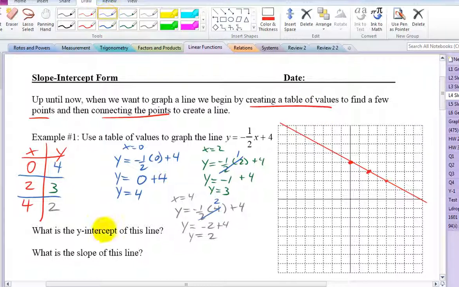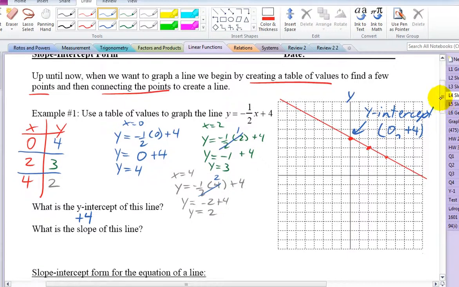Now it asks, what's the y-intercept? So this is your y-axis. This would be your y-intercept. What's the value of x at this point? 0. What's your y value? Yeah, it's plus 4. So you can put down plus 4 for your intercept.